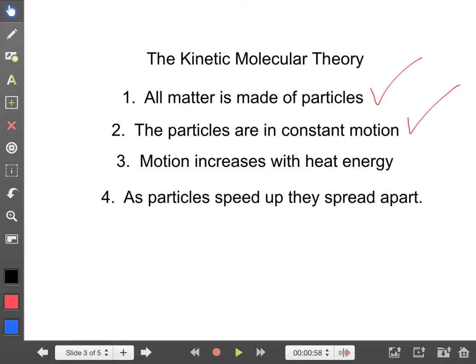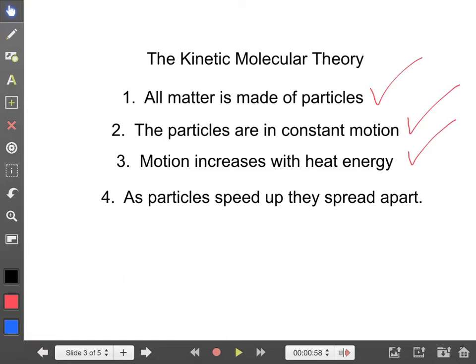We also know that we can increase the motion of particles by increasing heat energy. In fact, heat technically only exists if you have particles of matter around. You can't have heat without particles, which is why outer space is so incredibly cold, because there's very few particles floating around in space. However, when you do have particles, their motion, how quickly they're moving, is heat. The speed of the particles is the heat. So heat energy and motion of particles go together. And then finally, as the particles speed up, they have this tendency to spread apart. And that's because they start colliding with each other and with the walls of their container. And so the more force they have to collide with each other with, the further apart they rebound.